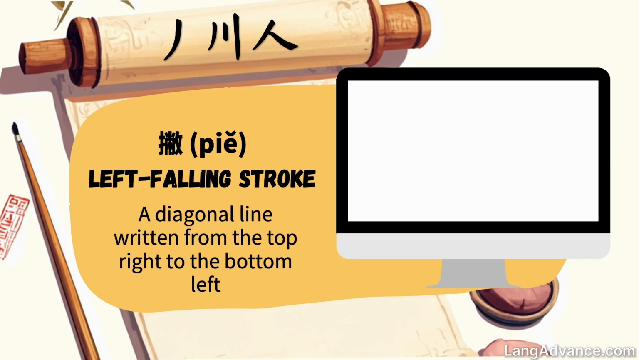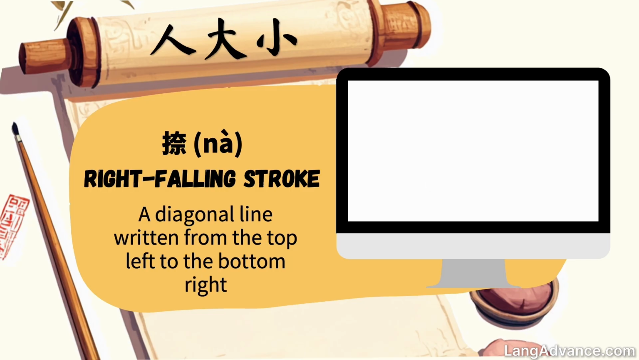Let's try the 撇. 撇 is a diagonal line written from the top right to the bottom left. So basically, when you start off on top, you are dragging the line from top right to the bottom left. Our right falling stroke is the na. It is dragging the line from top left to the bottom right.